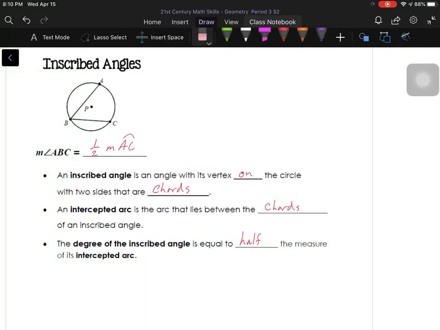Okay, third section is all about inscribed angles. So again, an inscribed angle is an angle that lands on the circle. The relationship is that the angle is half the arc measure that it intercepts. So whatever that arc measure is, the angle's half. If you know the angle, then you double it to get the arc measure.